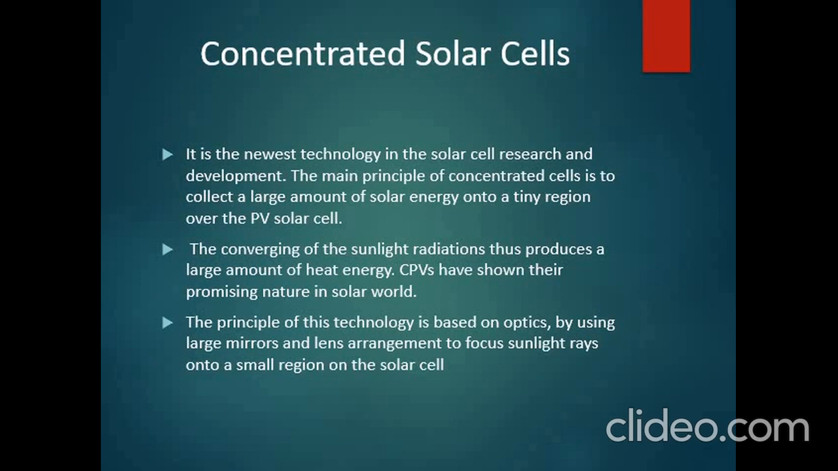It is the newest technology in development. The main principle of concentrated solar cell is to collect a large amount of solar energy onto a tiny region of the photovoltaic solar cell. It is based on optics. The converging of sunlight radiation does produce a large amount of heat energy. Concentrated photovoltaics have shown their promising nature in the solar world. We have got an efficiency of almost 40%.